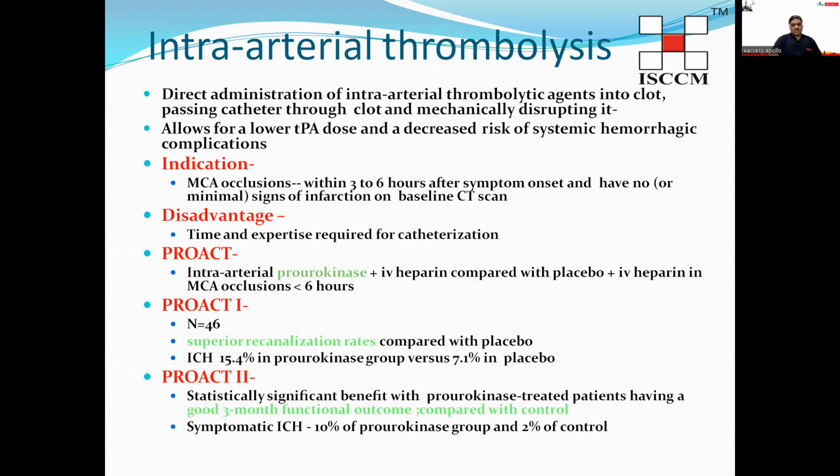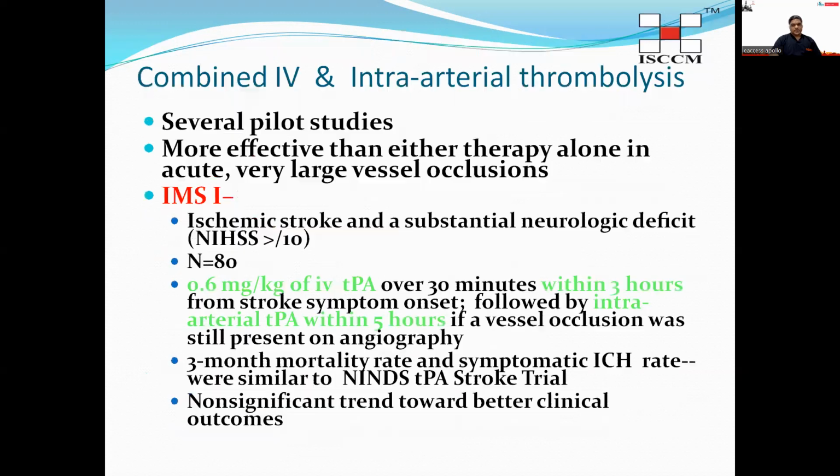PROACT trial: intra-arterial pro-urokinase plus IV heparin compared with placebo plus IV heparin in MCA occlusion less than 6 hours. PROACT 1, number included is 46. Superior recanalization rate compared to placebo. ICH is 15.4% in the pro-urokinase group versus 7.1% with placebo. PROACT 2, statistically significant benefit, with pro-urokinase treated patients having good 3-month functional outcome compared with control. Symptomatic ICH, 10% of the pro-urokinase group and 2% of control.